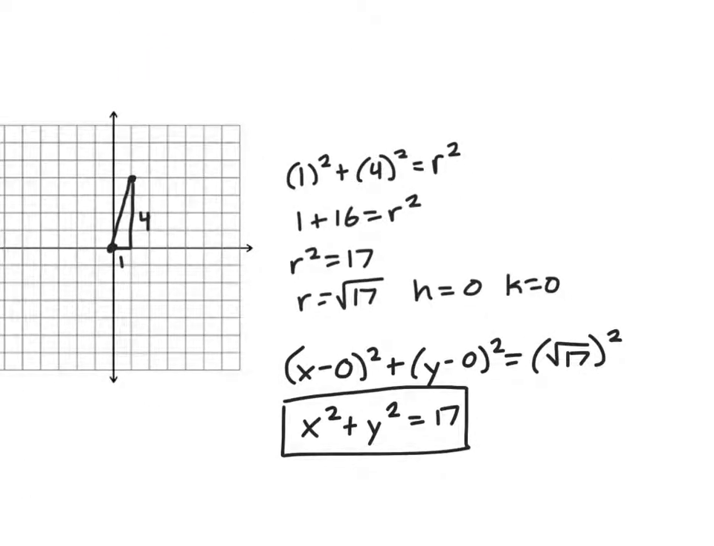Okay, so once again, I have the center and I have some point on my circle, which is 1, 4. So I know the distance from the center to the circle will be the radius. So I turned this into a right triangle. Let me add my little box. And then I use the Pythagorean theorem to get a radius of the square root of 17. R is square root of 17, h is 0, k is 0. Plug it into your formula, and this should be your final answer.